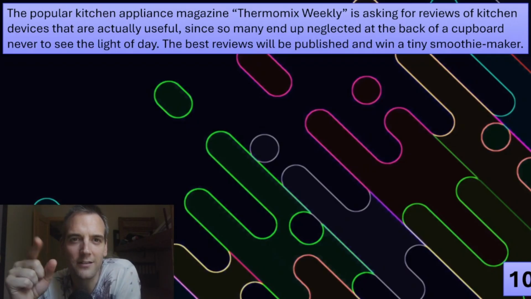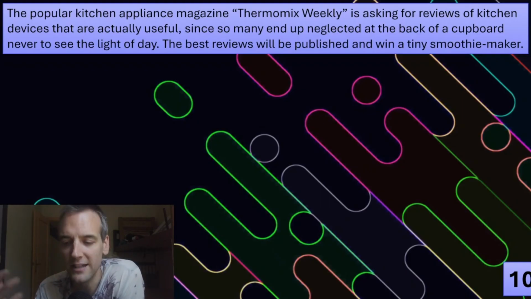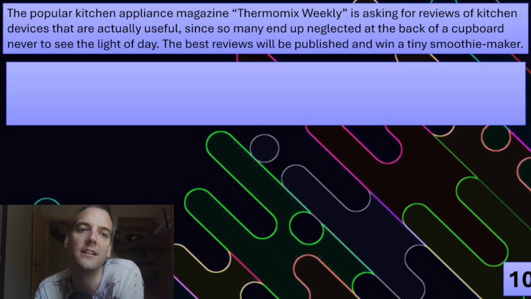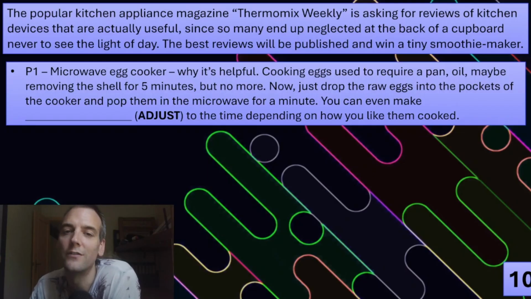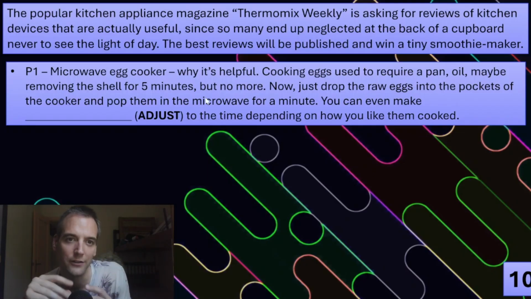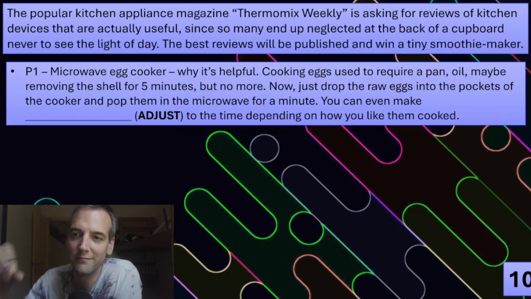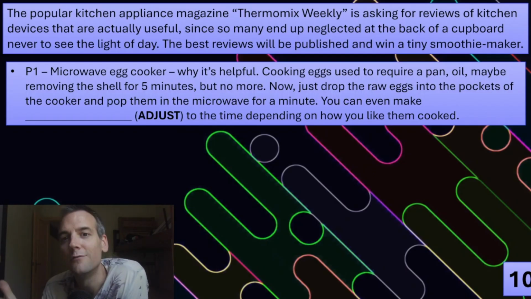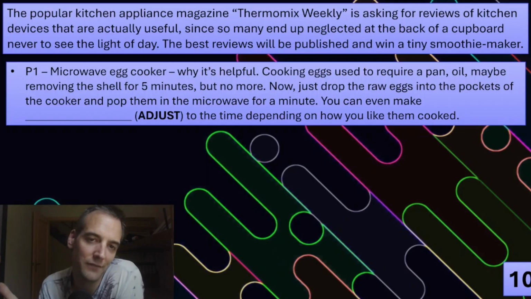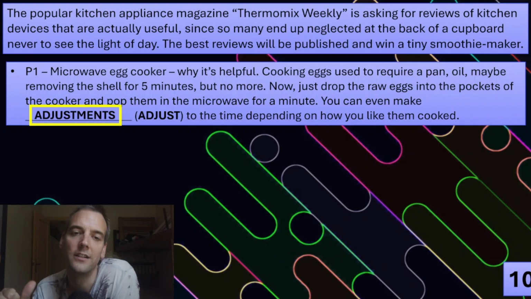So think about something that makes sense to review and then make some nice clear points about it in an interesting way. In my case, I am talking about my microwave egg cooker, which is actually useful and I do use a lot because cooking eggs is messy, isn't it? You need a pan, you need oil, then you're messing around with the shell if you've hard boiled them. Now, all of that is gone. Drop the raw eggs, pop them in the microwave, and if you like them hard, 1 minute 30. If you like them soft, 50 seconds, and so on and so on. You can make adjustments, of course, adjustments.